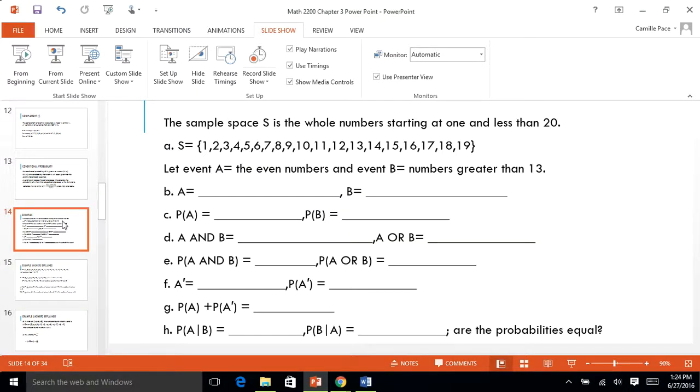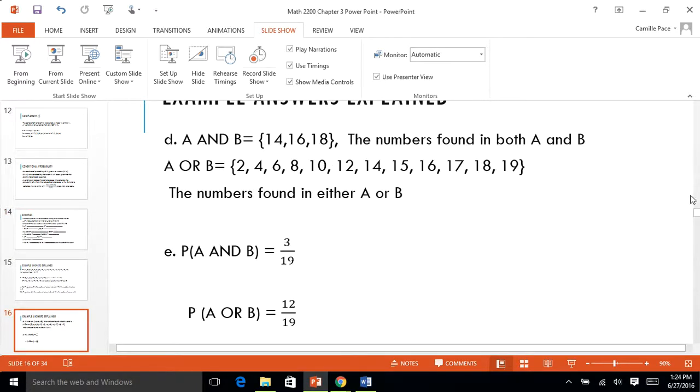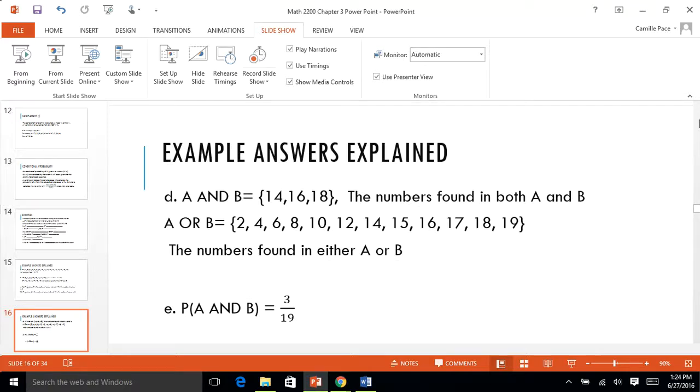All right, so now it's asking for A and B or A or B. So let's look at this. A and B. So remember, that means the numbers found both in A and B. And if I go back and look, then for A and B, it's 14, 16, and 18.